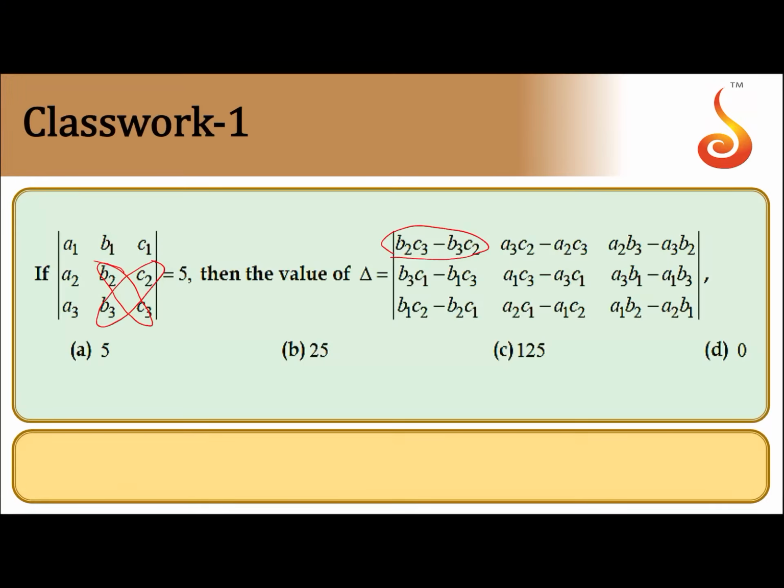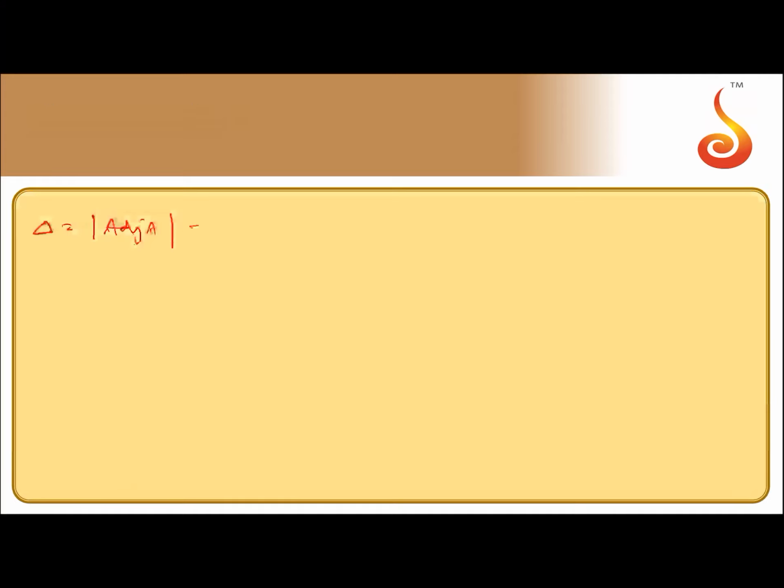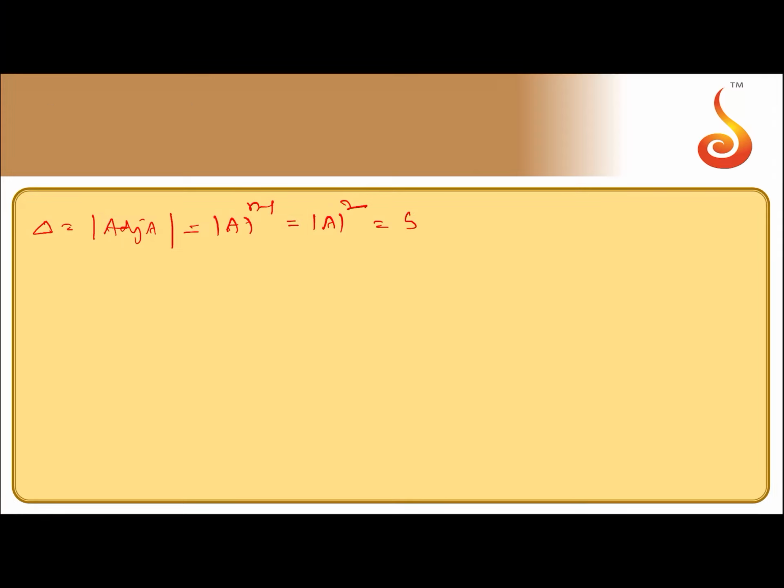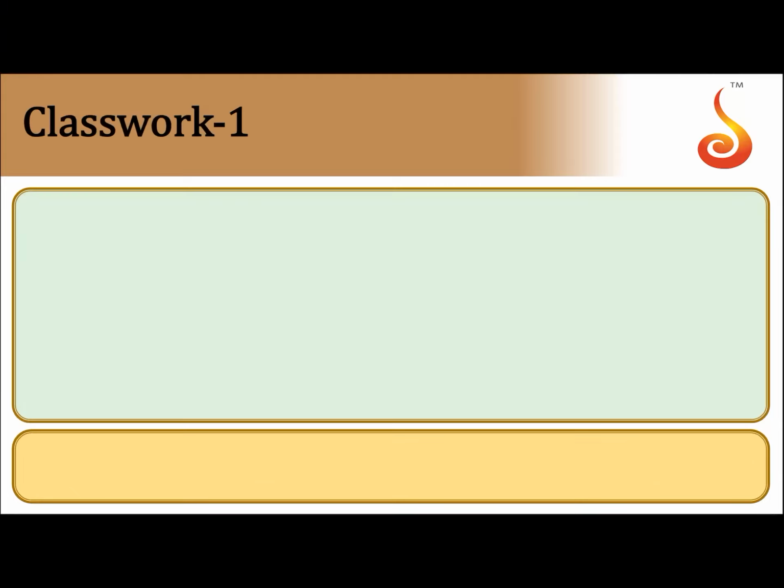And you know this basic formula, this is det A to the power of n minus 1, where A is a matrix of order 3 by 3, and therefore 3 minus 1, whole square. So det A square. And you are given det A is equal to 5 itself, and therefore 5 square. It is 25. So the answer for delta is equal to 25.